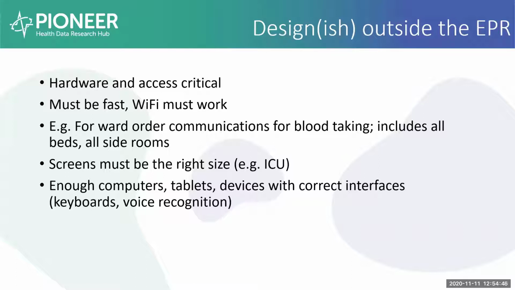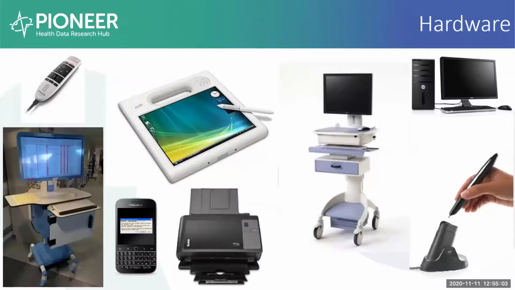You have to have big enough screens, for example, in ITU, and as you make a really good EPR, more and more people want to use it. So you constantly need to keep on having more and more computers, tablets and devices with correct interfaces for your users. Next slide, please. So lots of different bits of kit, and even this slide is now out of date, right? Because we're right in the middle of the technology age and things are coming online all of the time, which creates easier and easier user interfaces. Next slide, please.